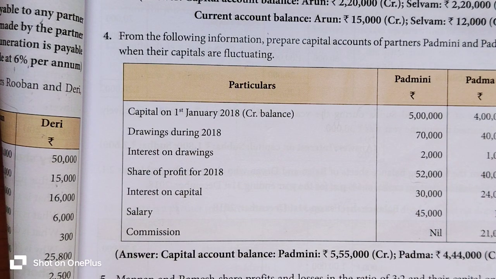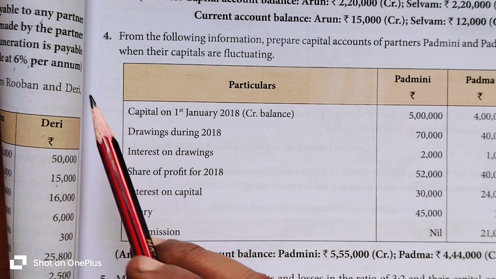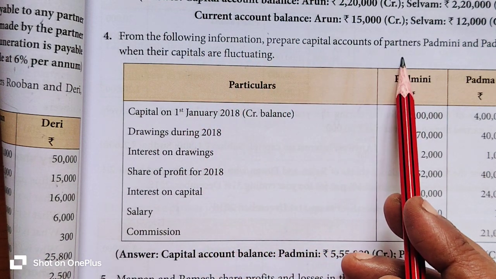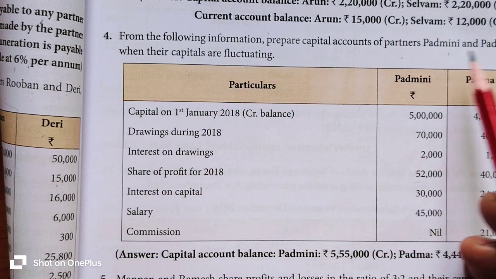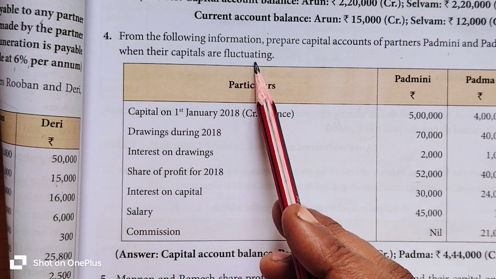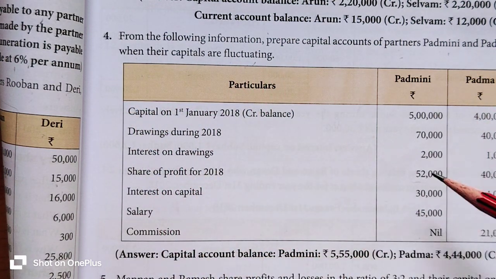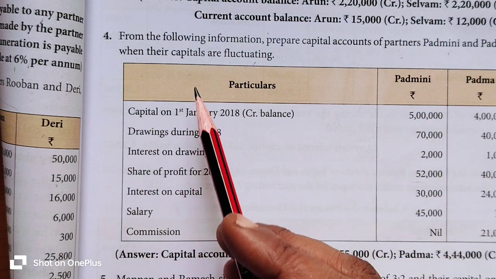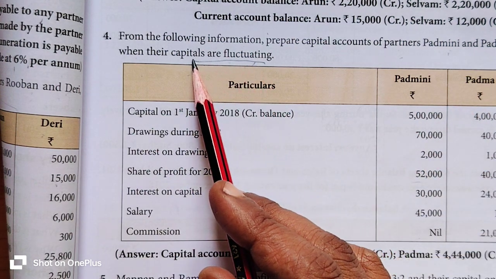Hi students, 12th Standard Accountancy, Chapter 3, Exercise Sum number 4. From the following information, prepare capital account of partners Batmini and Batma when their capitals are fluctuating. So they have given here Batmini and Batma's information. From this information, we are going to prepare the fluctuating capital method.